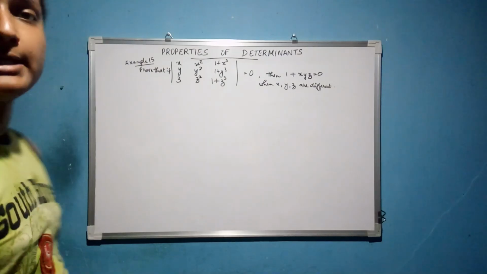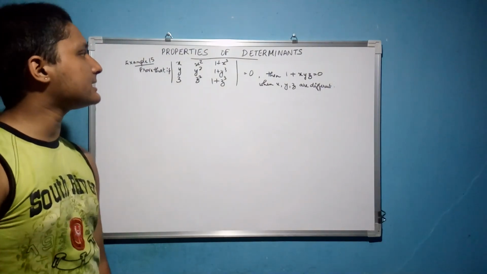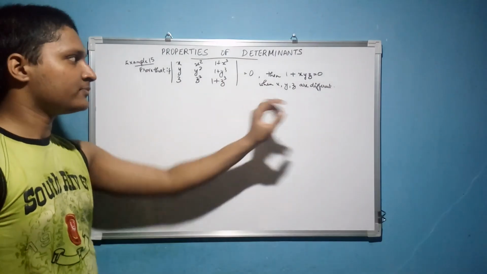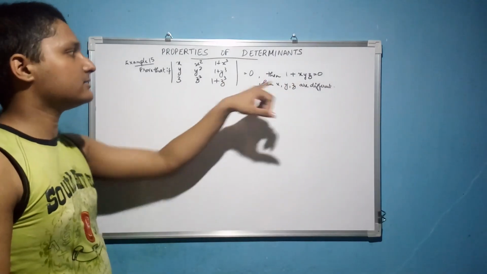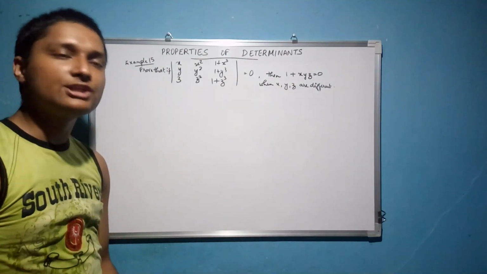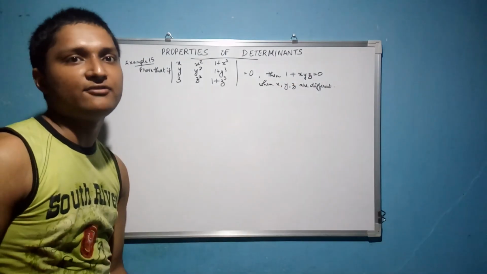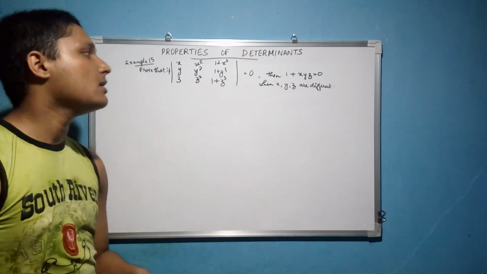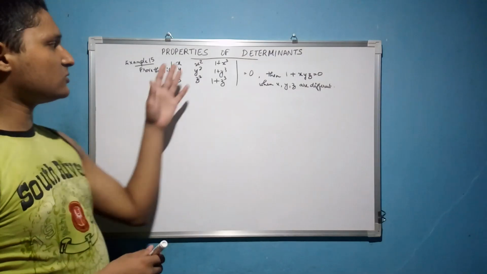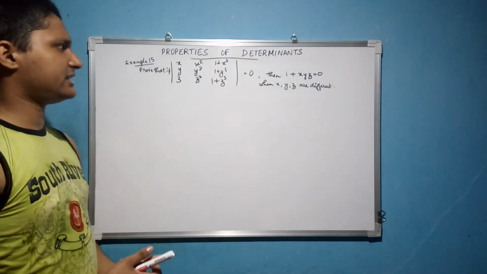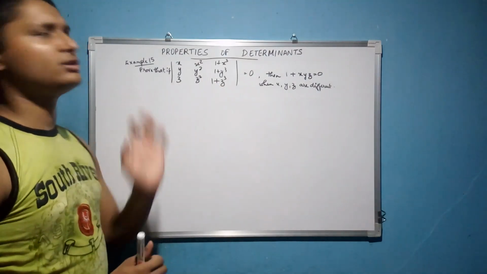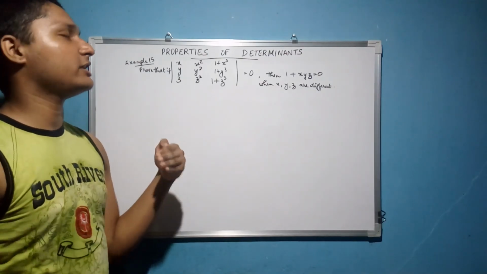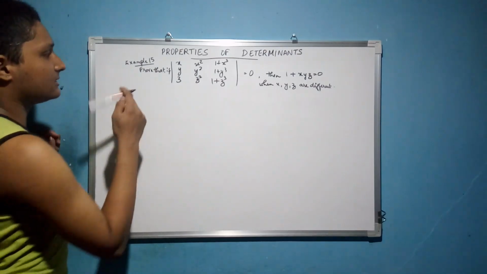Now I'm going to do example 15. Example 15 says that this is the condition: the determinant should be equal to 0. Then we need to prove that 1 plus xyz is equal to 0, where x, y, z are different. That means x is not equal to y, y is not equal to z, and x is not equal to z also. So many terms are present here, so it is better to use the properties rather than opening the brackets.